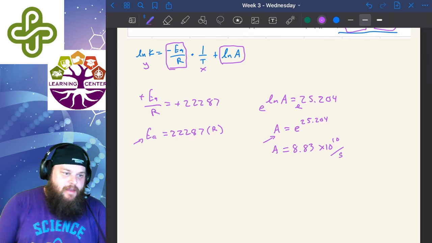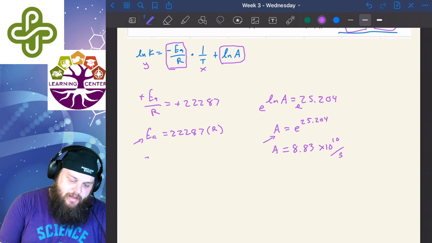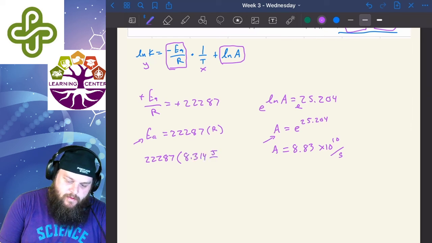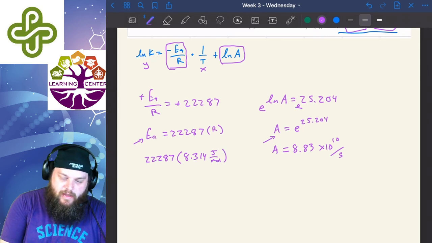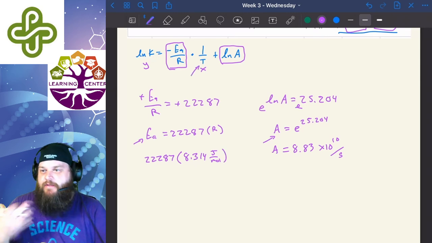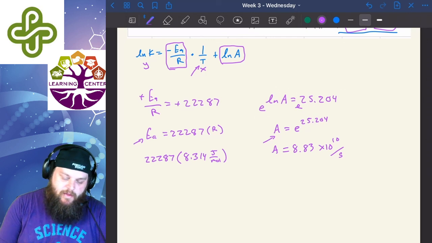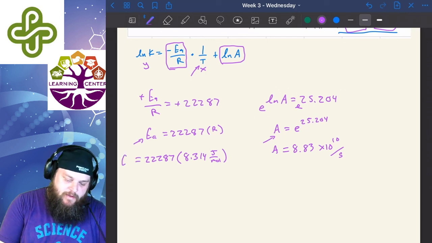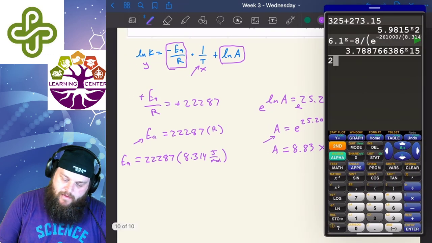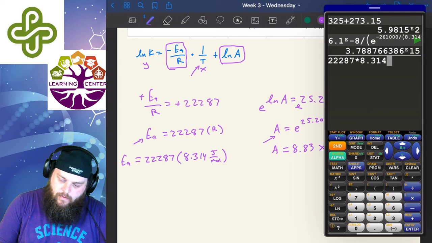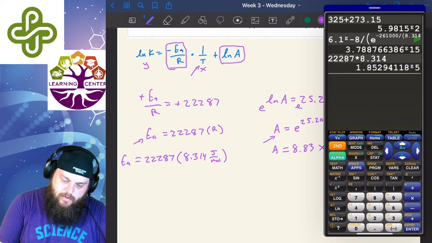But for this EA, we're really taking that 22287 and multiplying it by 8.314 joules per mole. It's really joules per mole Kelvin, but since we're multiplying by temperature there, those are going to cancel out, so I'm going to leave that off at the moment. And that's going to equal our activation energy. So the math says 22287 times 8.314 is equal to 1.85 times 10 to the 5th joules per mole.